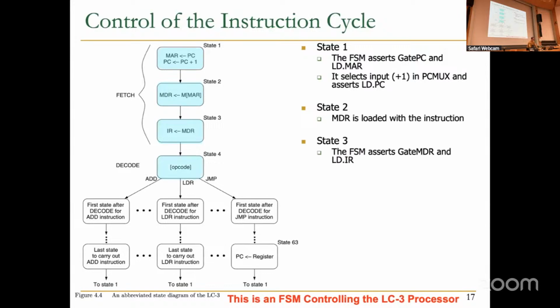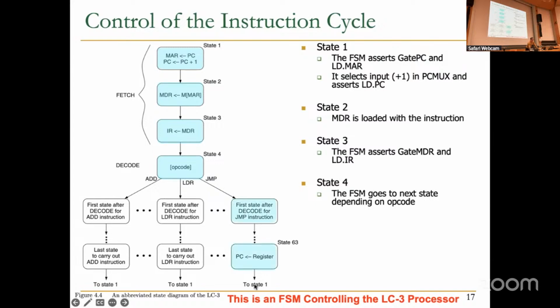Okay, this next state is decode. In this decode state, basically what happens is the finite state machine checks the opcode, which is the top 4 bits in the LC3 ISA, top 4 bits in the IR instruction register. And based on that, it decides which next state to jump to. And this next state is determined based on the opcode. For example, if it's an add opcode, you go and follow the sequence of these states. If it's a load register opcode, you go and follow these states. If it's jump, like what we have seen, you go and follow these states.